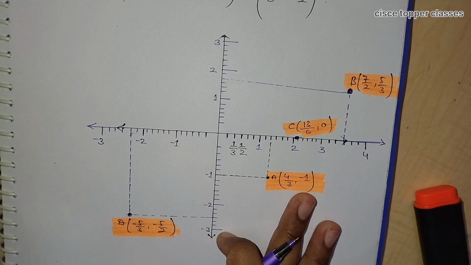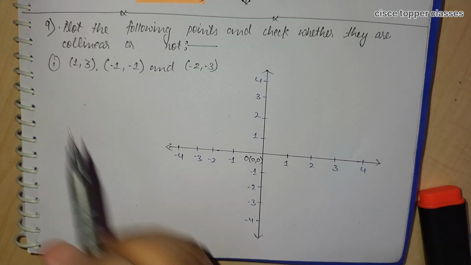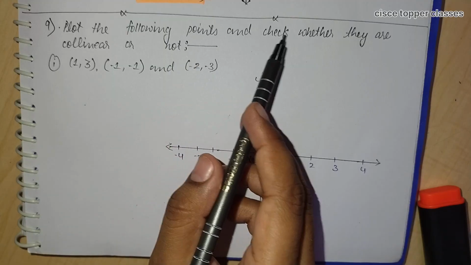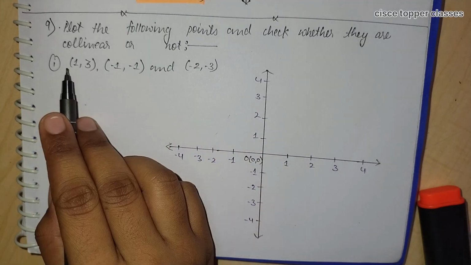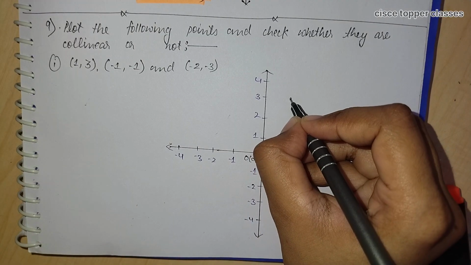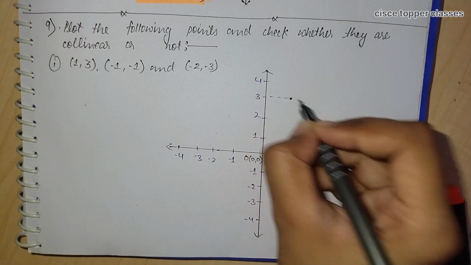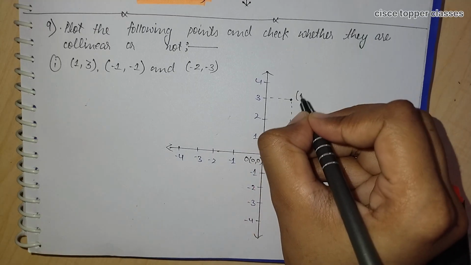So this is the diagram and the solution of 8th question. Let us solve your question number 9. We have to plot the following points and check whether they are collinear or not. The first point is (1, 3). So (1, 3) we can write here, somewhere here it will lie. So this is the point here, (1, 3).